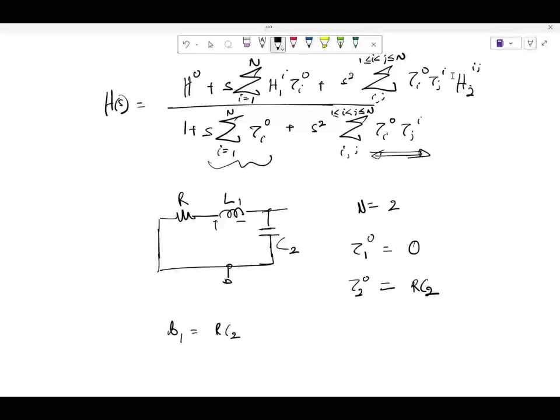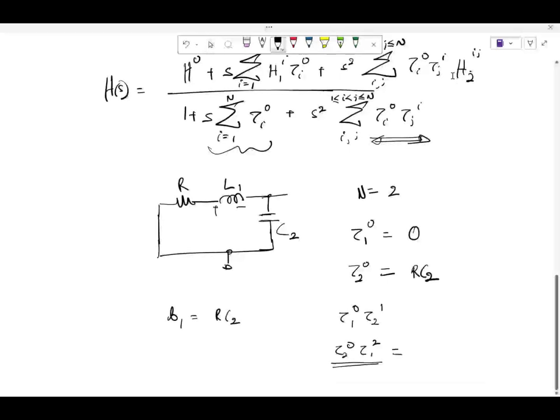Only one, right? So I can have tau 1, 0, tau 2, 1, or I can have tau 2, 0, tau 1, 2. Correct? Let's do this bottom one first, then we'll see the top one. If I do the bottom one, tau 2, 0 is RC2. What is tau 1, 2? What is meant by tau 1, 2?